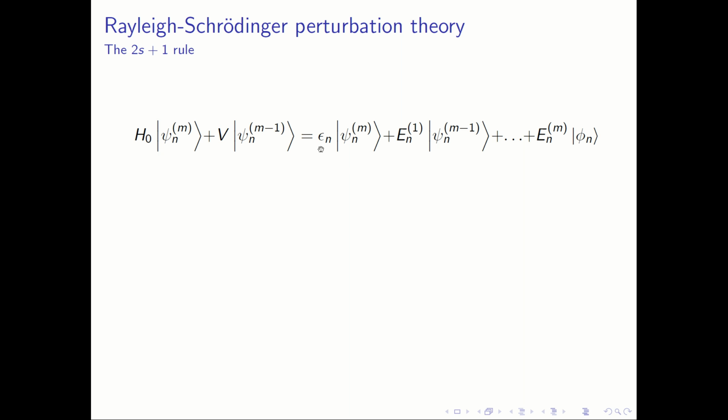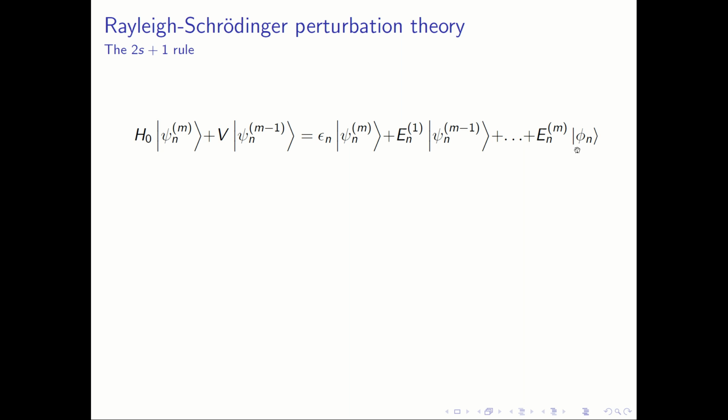On the other side, epsilon n is simply En0, no lambdas here, all the lambdas come from psi n m. En1 comes with 1 lambda, it pairs up with psi n m minus 1. En2 pairs up with psi n m minus 2, all the way down the line until Enm, the mth order energy correction, has to multiply psi n 0, which we know is phi n.